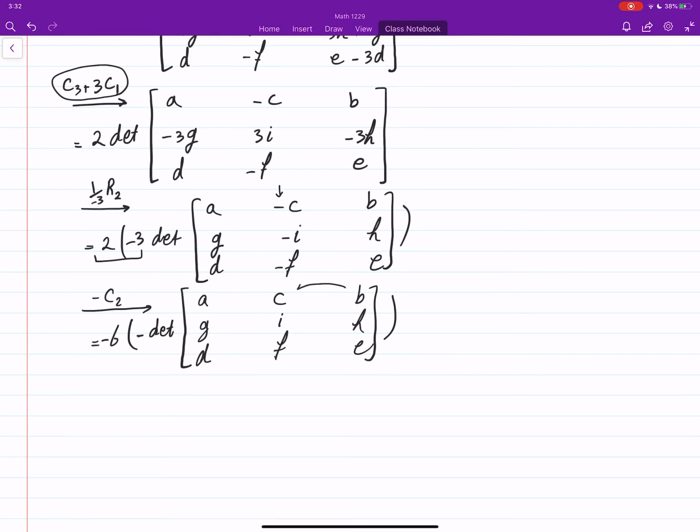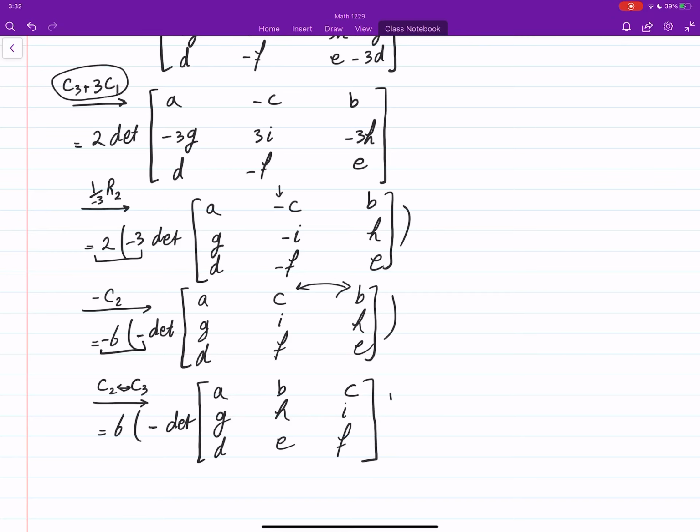So the first thing now is to interchange these two columns, C2 and C3. From before, we have 6. Now, since interchanging 2 columns, the determinant needs to be multiplied by a negative sign. So this will be A, B, C, then G, H, I, D, E, F.